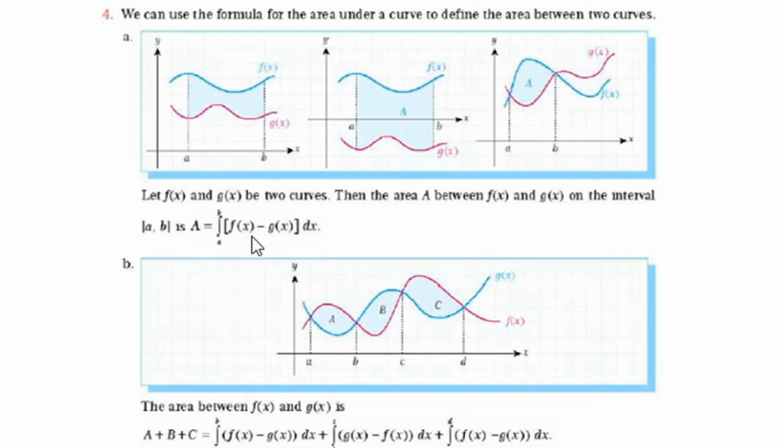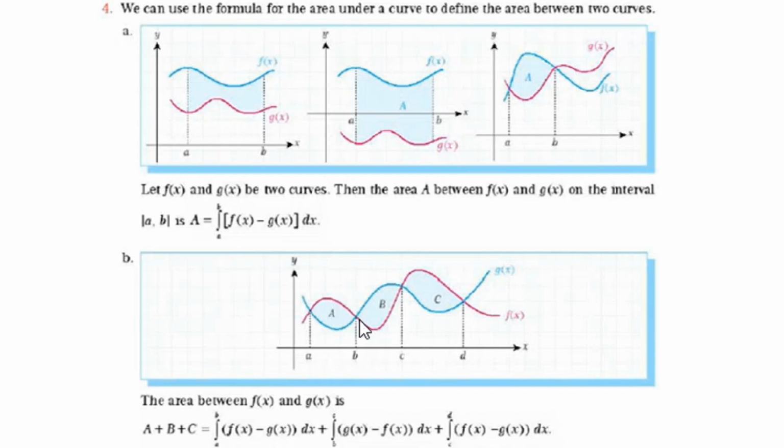The area is the integral of f of x minus g of x dx evaluated from a to b. So in figure 4.b, we have here three areas. I will name them area A, area B, and area C. From the interval A to B, our upper function is the red one, which is f of x, and the lower function is the blue one, which is g of x. So in that case, the formula for area A is equal to the integral of f of x minus g of x dx evaluated from A to B, plus the area B.